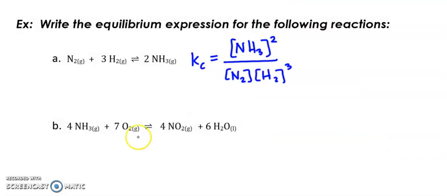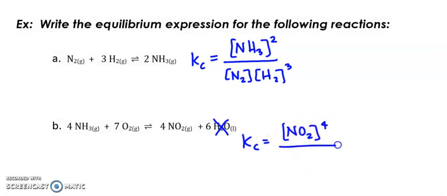So maybe let's go back to here and let's do B together. What I can see is that they are all gases except for the liquid water, so this is not going to be in my expression. So Kc is now going to equal my concentration of NO2 to the fourth divided by my concentration of ammonia to the fourth and my concentration of O2 to the seventh.